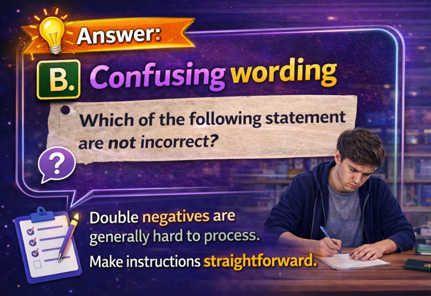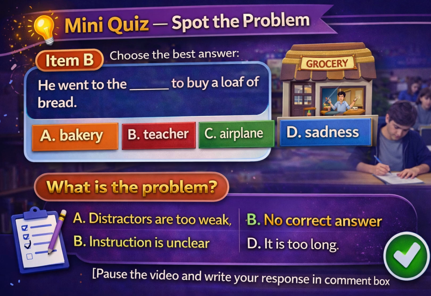Item B. Choose the best answer. He went to the blank to buy a loaf of bread. A. Bakery. B. Teacher. C. Airplane. D. Sadness. What is the problem? A. Distractors are too weak. B. Instruction is unclear. C. No correct answer. D. It is too long.